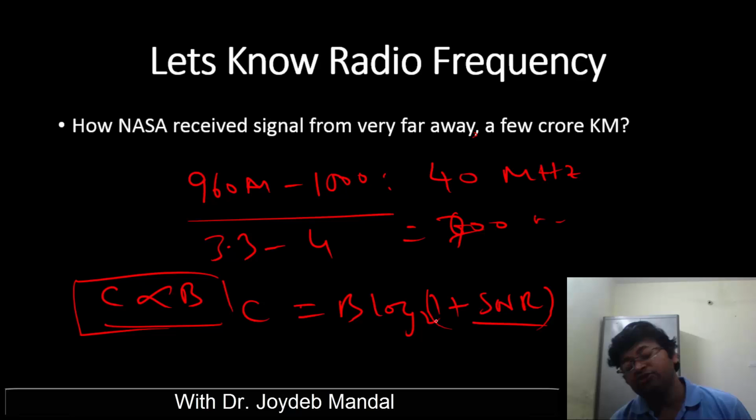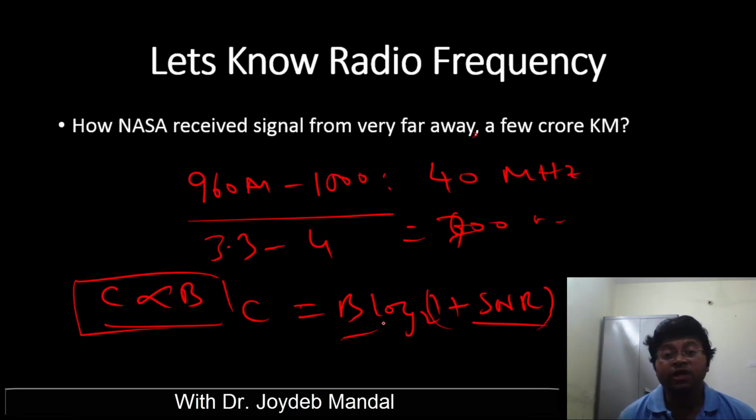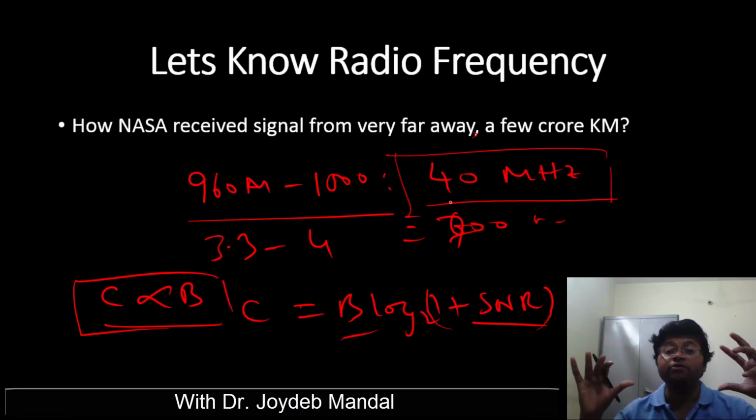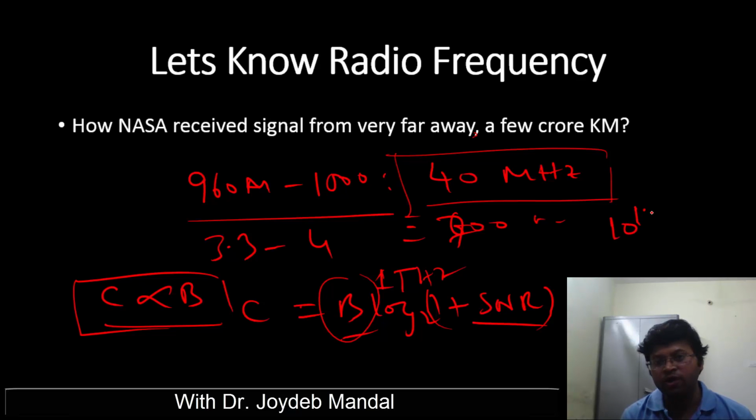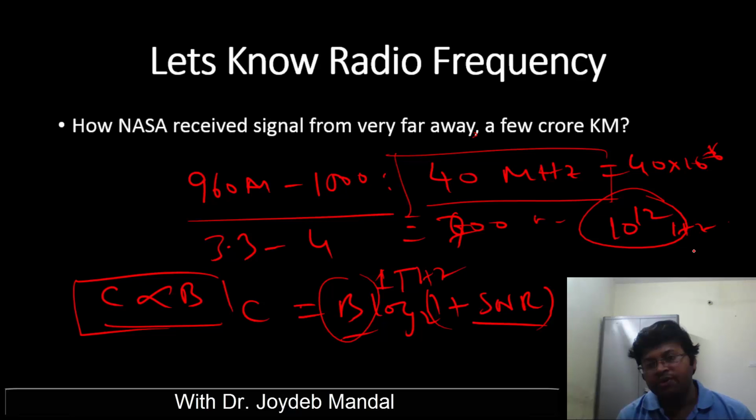The signal to noise ratio is exceptionally bad when the signal is coming from far away. We only have control of the bandwidth. If you go to fight with 40 megahertz bandwidth, it is only failure. Then what will we do? We will increase the bandwidth. Let's take 1 terahertz bandwidth. 1 terahertz means 10 to the power 12 hertz. 40 megahertz is 40 into 10 to the power 6. So 10 to the power 12 versus 40 into 10 to the power 6, a huge difference.